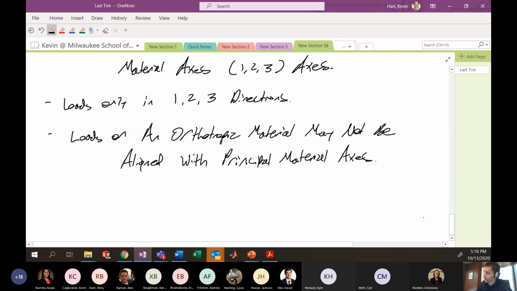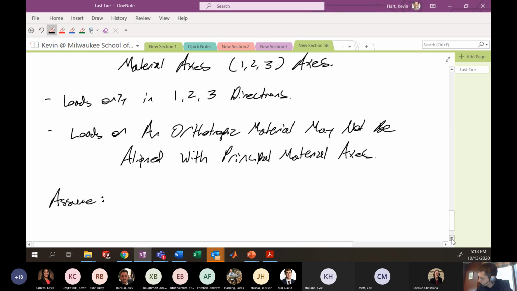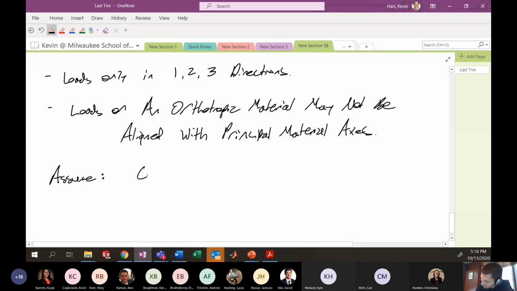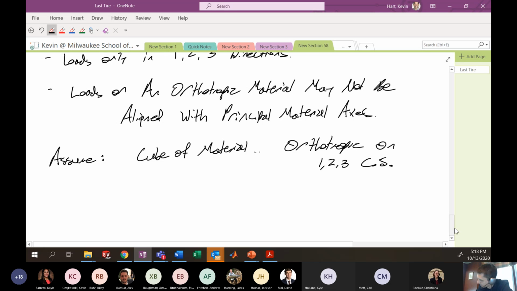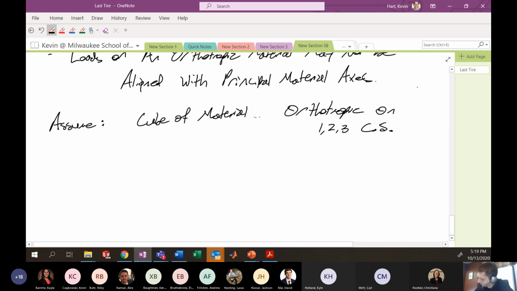All right. So assume that you have some cube of material, and it's orthotropic on the 1, 2, 3 coordinate system. What do I mean by that? Well, here I'll do my best to draw a cube of material. One, two, three axes.